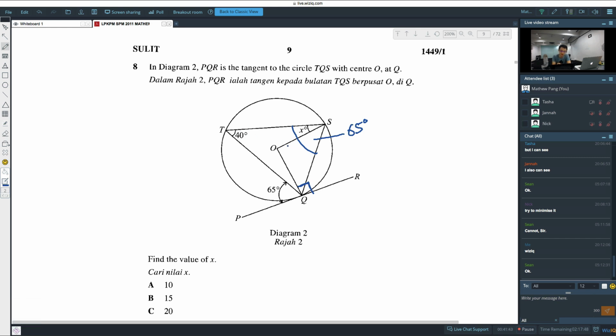So first is the double angle. If T is 40, O will be 80. And because OQ and OS are the radius, they are the same length. So you can see OSQ is an isosceles triangle. So if OSQ is an isosceles triangle, we know here will be 50 each. So X is just equal to 65 minus 50. So it's just 15. So the answer will be.